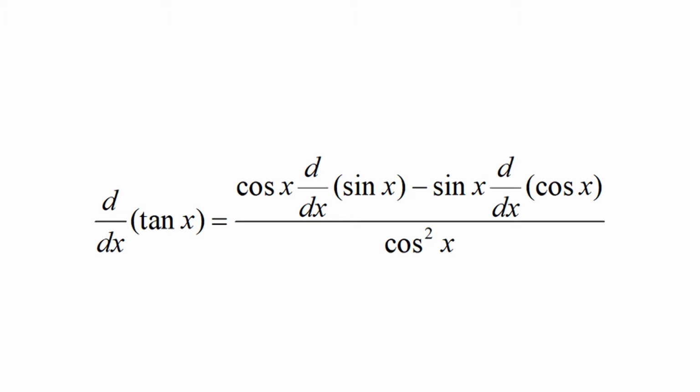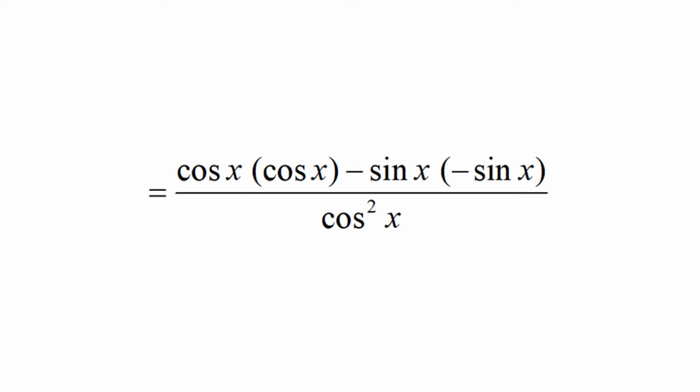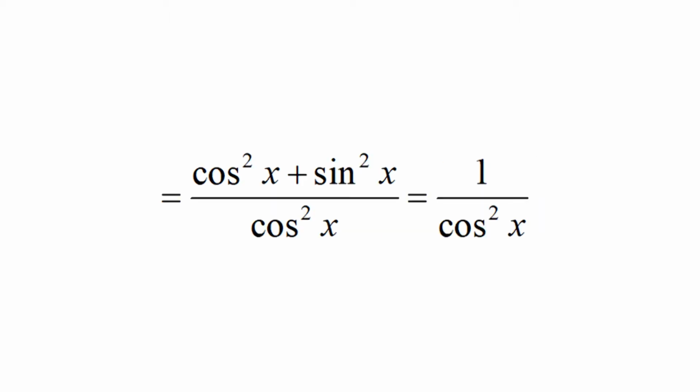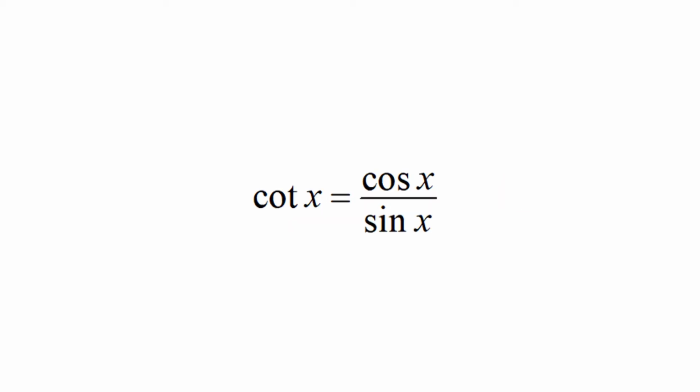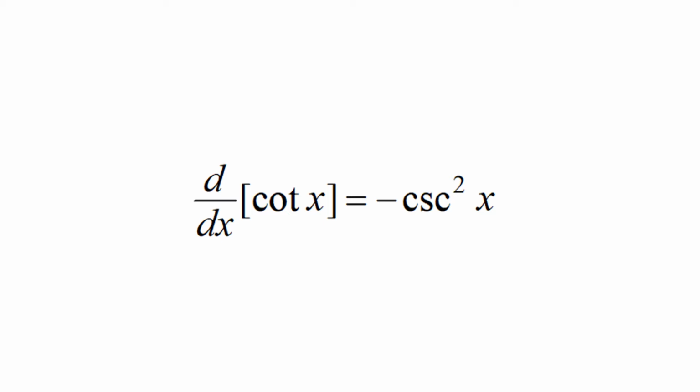Using the quotient rule of differentiation, cos x into cos x minus sin x into minus sin x, all divided by cos square x, that equals cos square x plus sin square x all divided by cos square x, that equals 1 by cos square x, that is d by dx of tan x is equal to sec square x. Proceeding similarly, using the relation cot x equals cos x by sin x, it can be seen that d by dx of cot x equals minus cosec square x.